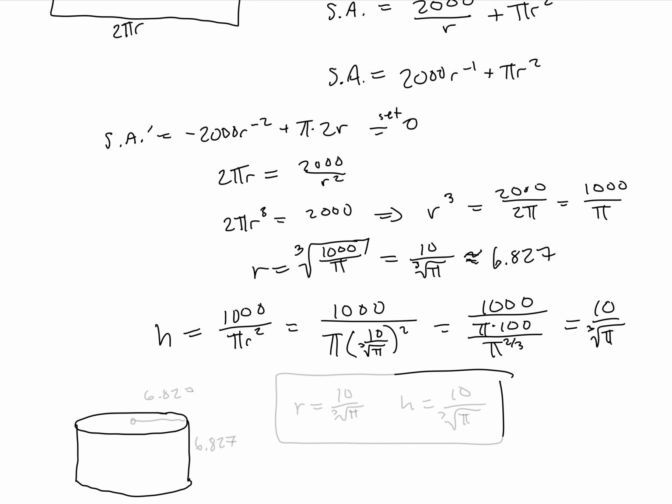So we've got this cylinder whose radius is equal to the height. So it's going to look kind of like that. And the height is about 6.827, and the radius is also 6.827. So we've got dimensions. Radius equals 10 over the cube root of pi, and height equals 10 over the cube root of pi.